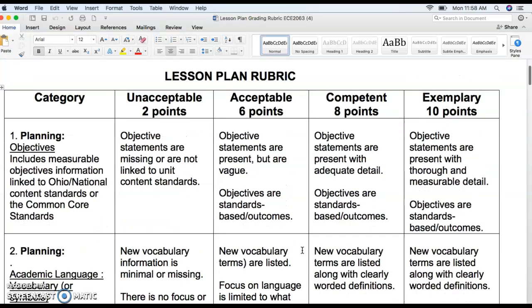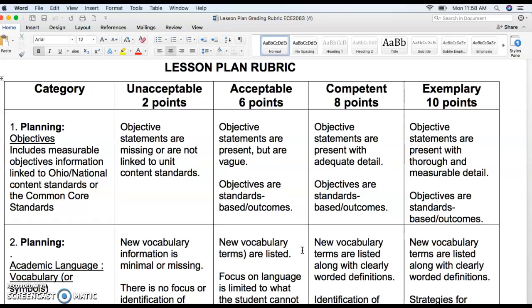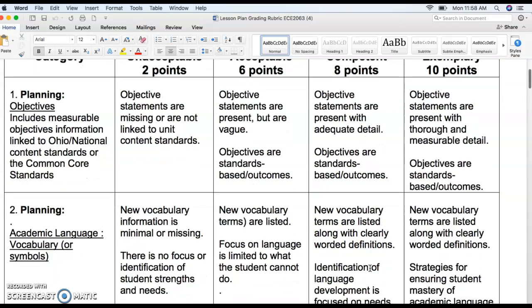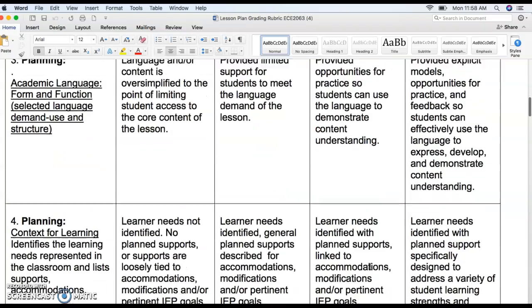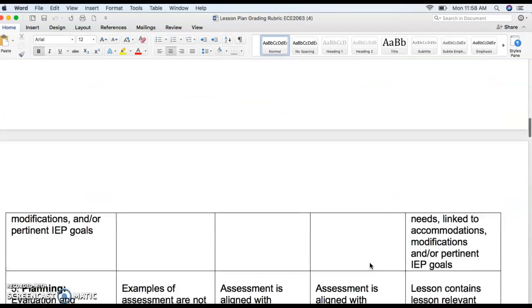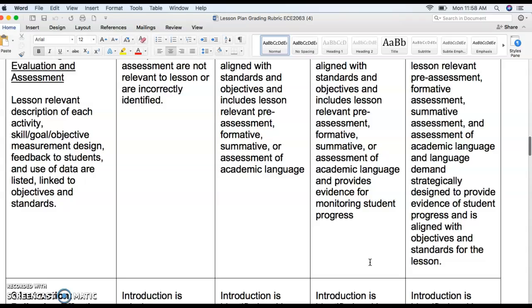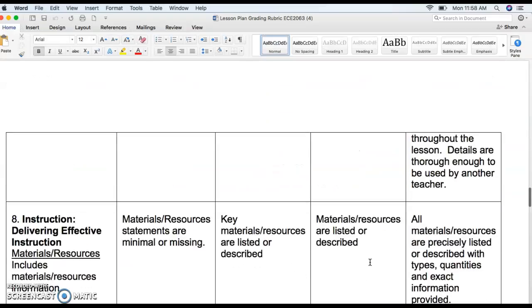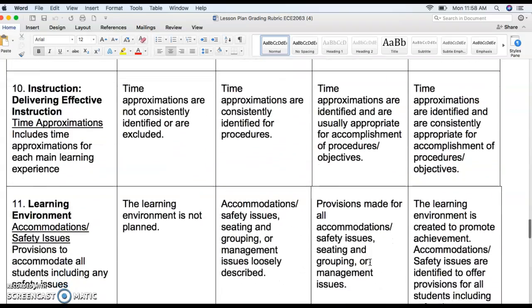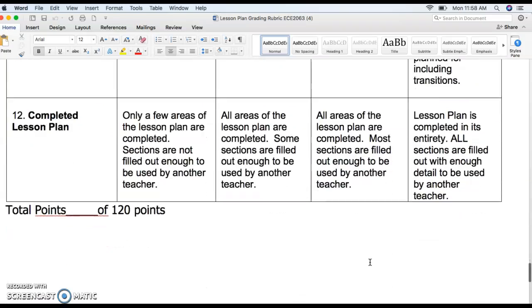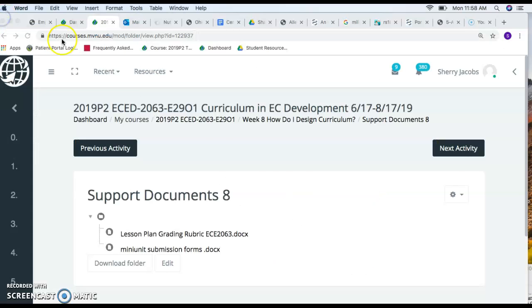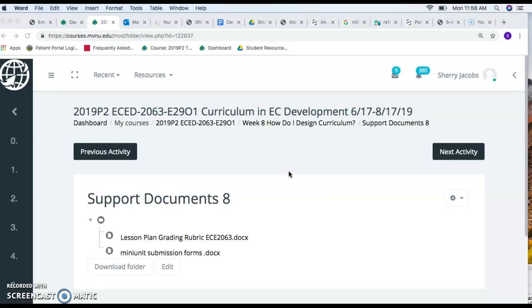This is the lesson plan rubric. You'll notice exemplary, which of course is where you want to focus because everybody wants to get full credit. Look at each of the elements, and under exemplary, they are worth 10 points. There are 12 elements for a total possible score of 120 points. The mini unit we just went over has a total score of 100 points.